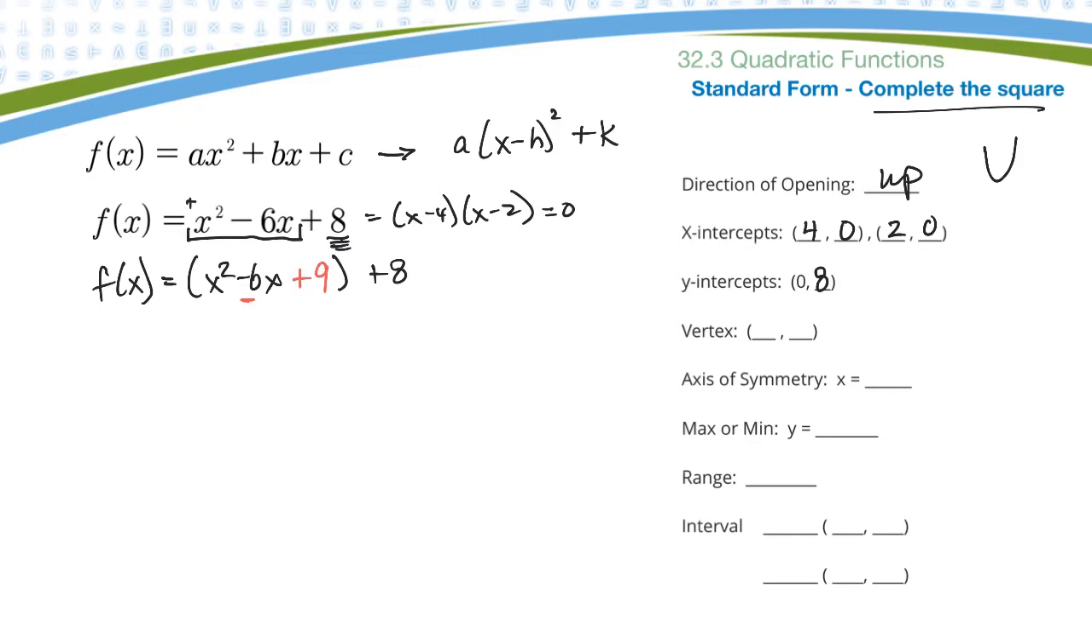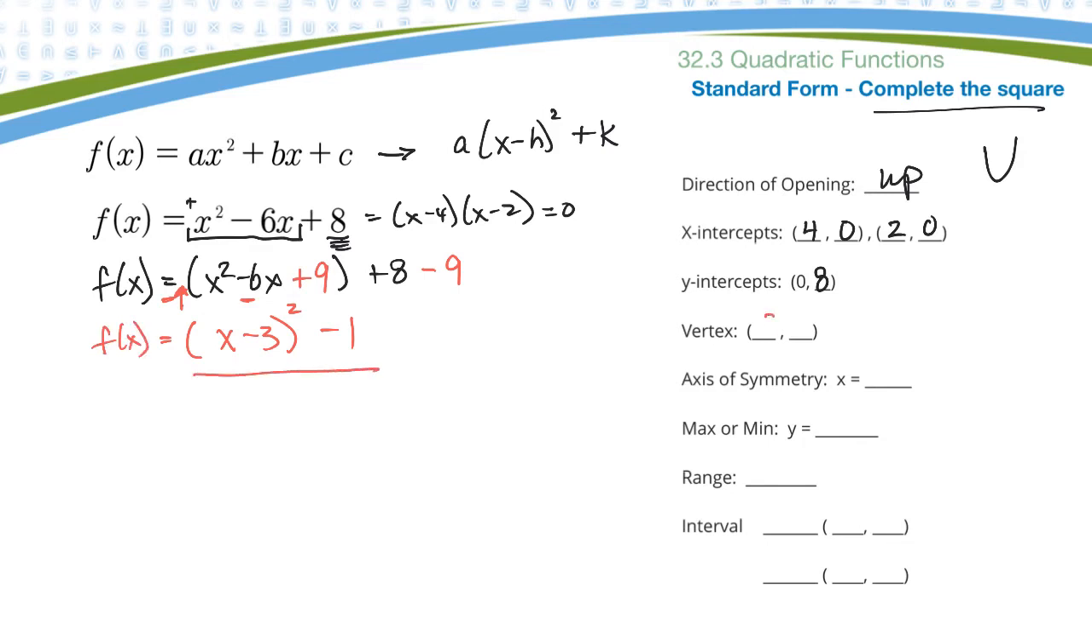But if I add 9 there, I have to compensate for that somewhere. And what I can do, if I'm on the same side of the equal sign, is just subtract 9 outside here. Now, if there's a number out front, that complicates that, so you have to be careful with that. Okay, continuing on, if I factor this, it will be x minus 3 squared. 8 take away 9 is -1. And now I have this function in the proper form.